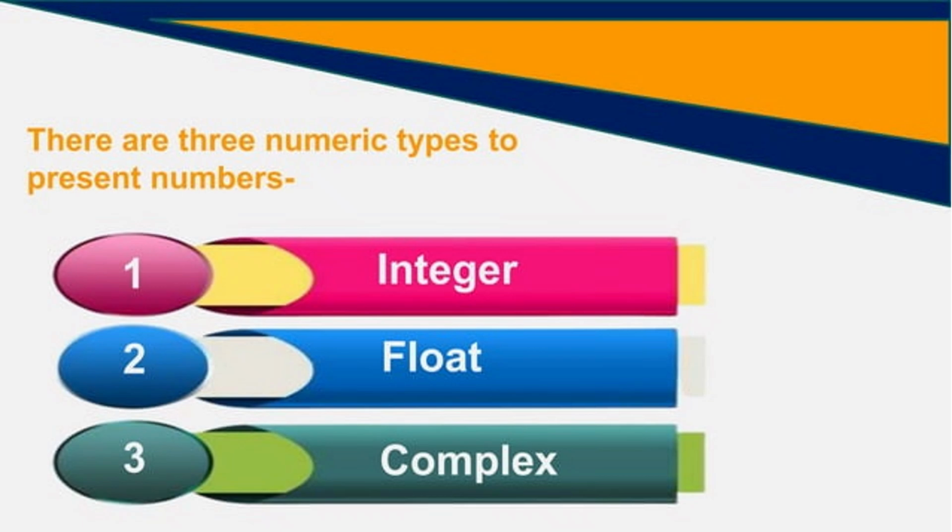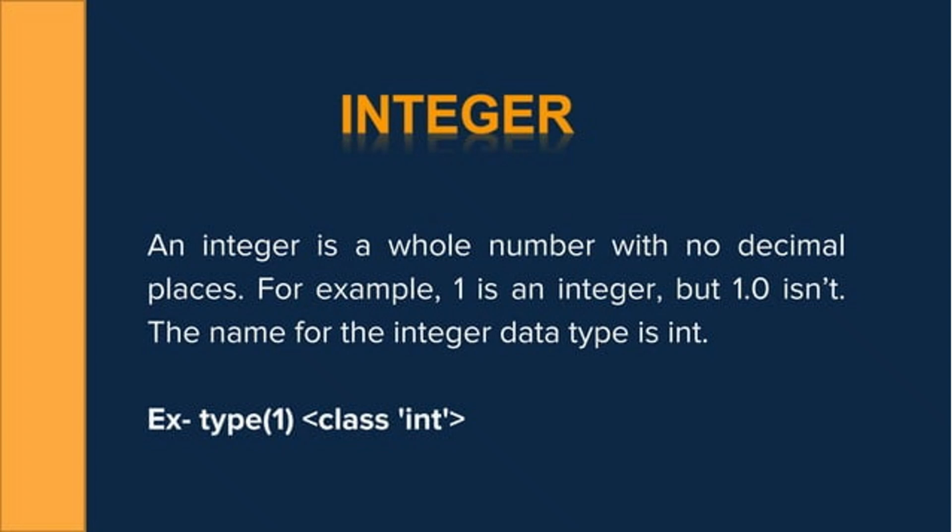So there are three types of numeric data, as you have seen in the second slide, that is integer, float, and complex. Let us see about the first one, integer. So an integer is a whole number with no decimal places. For example, 1 is an integer, but 1.0 isn't an integer. An integer is a whole number without any fractional or decimal part. So numbers like 0, -5, 100, like that are integers. 1.0 has a decimal point, so it's not an integer. It is considered as a float.